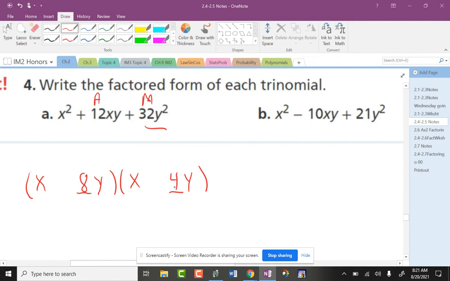I think we're using the calculator too much. We really need to be looking at our times tables and really thinking about that.